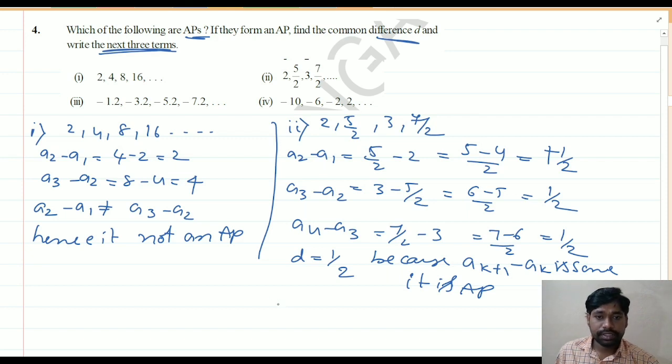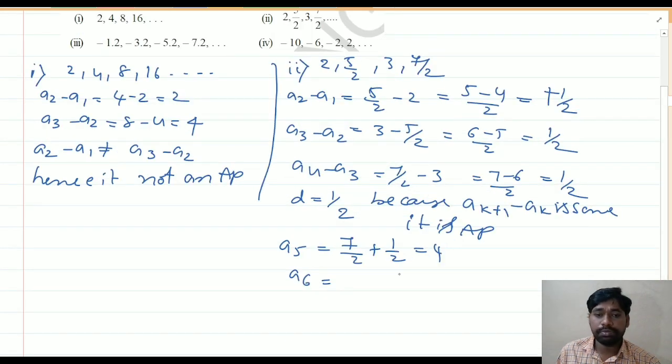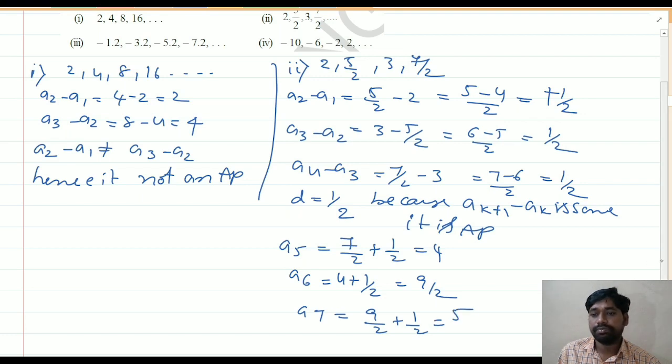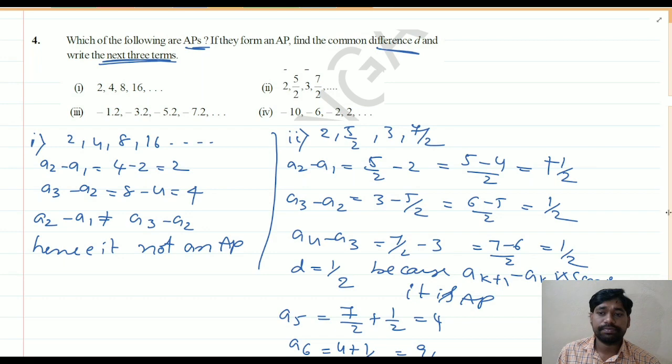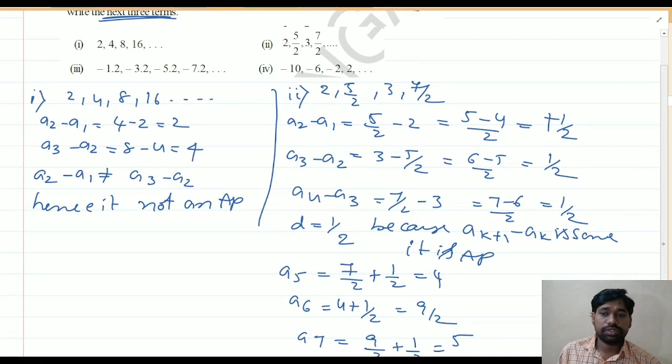Then the next, the fifth term: we take the last number plus 1 by 2. So 8 by 2 will become 4. The sixth term is 4 plus 1 by 2, that is 8 plus 1, 9 by 2. So the seventh term, 9 by 2 plus 1 by 2 is 10 by 2, which becomes 5. Okay. Next question.